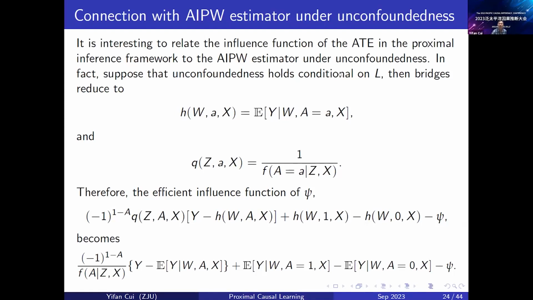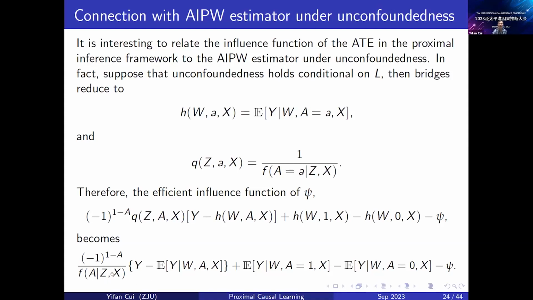Suppose unconfoundedness given L actually holds, so the U here is empty. Then we can write the H as expectation of Y given W, A, and X, and we can write Q as 1 over the propensity score, the density of A given Z and X. Then our efficient influence function becomes the last line.